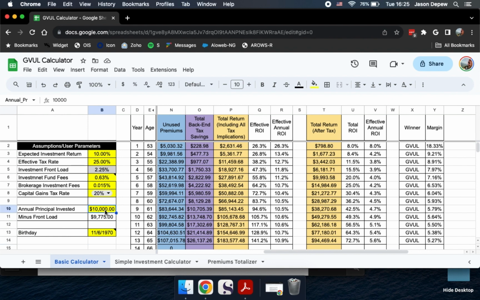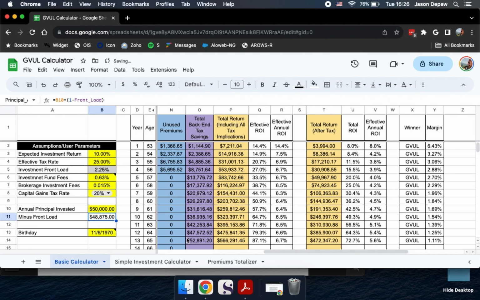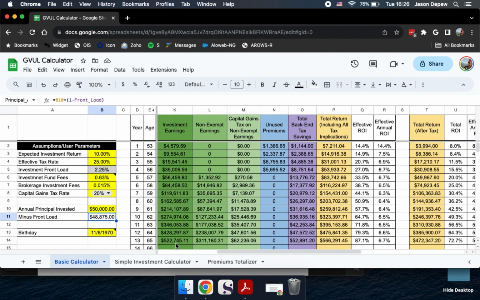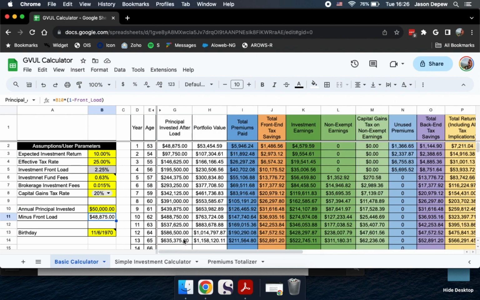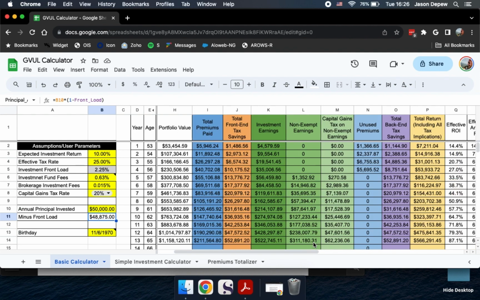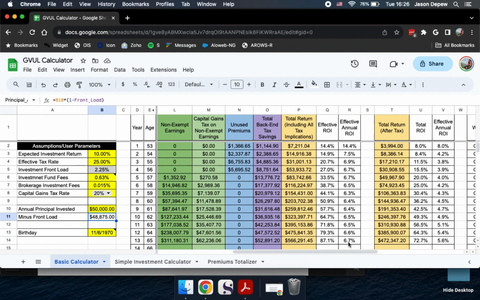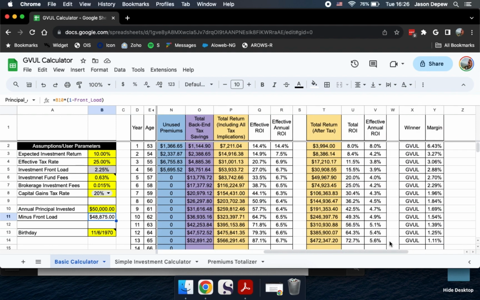Now we could up that here. You're putting 50 grand a year in. Now all of a sudden you've used up your premiums, which is kind of nice for your investment returns. And we're looking at, over the course of 13 years, you'll have put in 600 grand, and it's projecting a total of 500 grand in investment earnings. Average annual return on investment by the time you retire of 6.7%. That's still more than 1% better in the GVUL than it would be in a regular brokerage account.